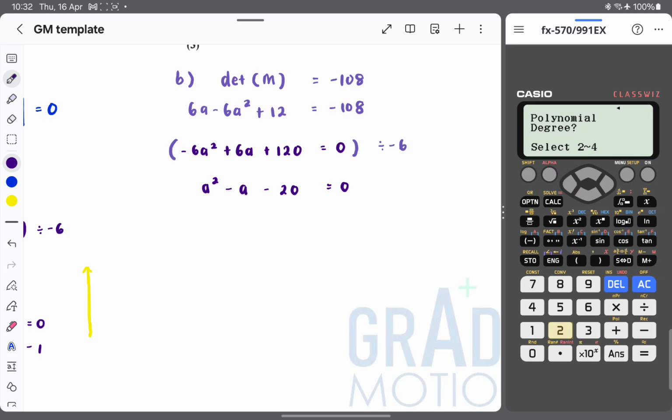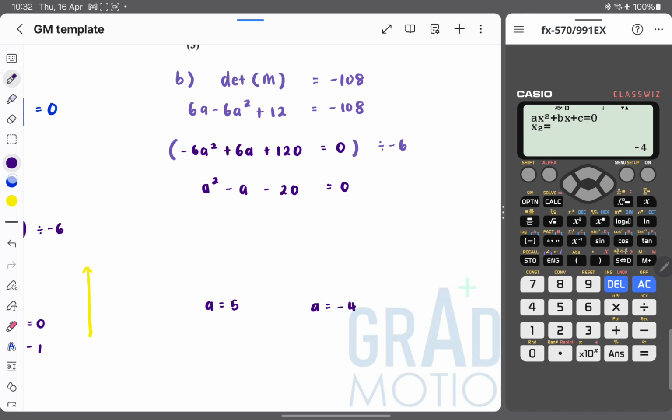Equation and function, polynomial, degree 2. Here the coefficient is 1, here is -1, and our constant is -20. Our first answer is a equals 5, and our second answer is a equals -4.